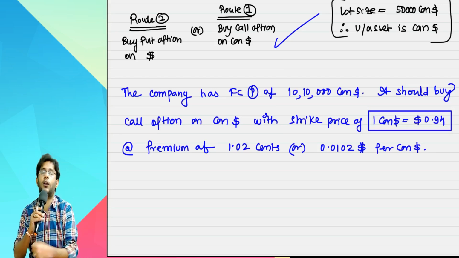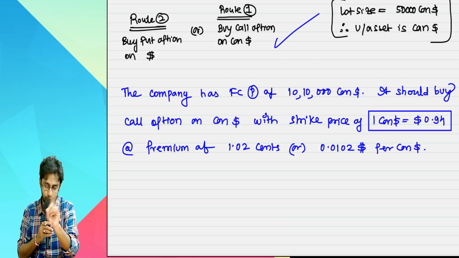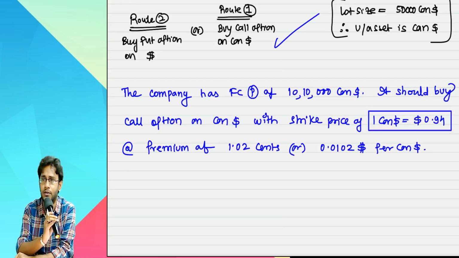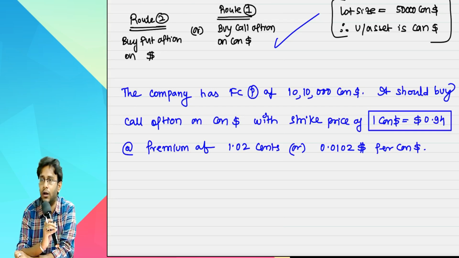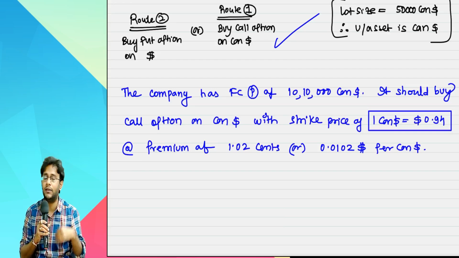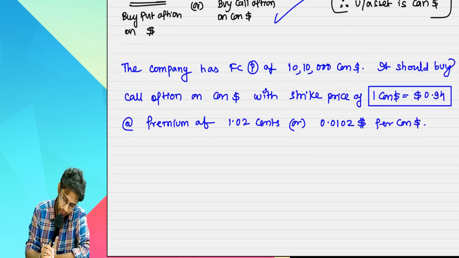Normally our thoughts will go like this: now that you purchased a call option, first you have to work out the premium amount. Don't do that, because there is a lot size given in the question. If lot size is given, you will not be able to hedge the entire amount of FC payable. So first you have to work out how many contracts you have to take. Once you finalize that part, then you come to the premium.